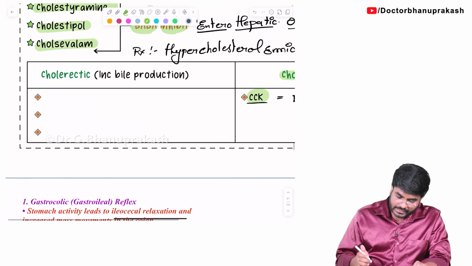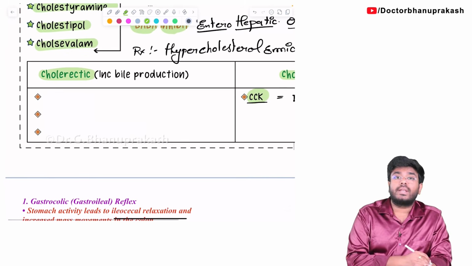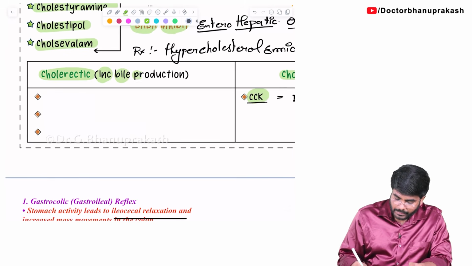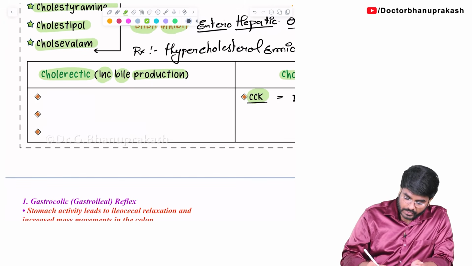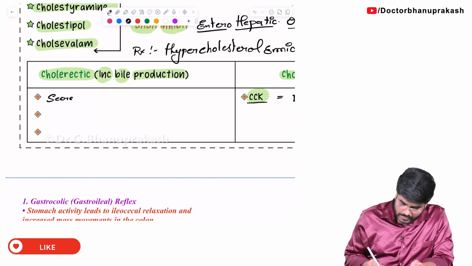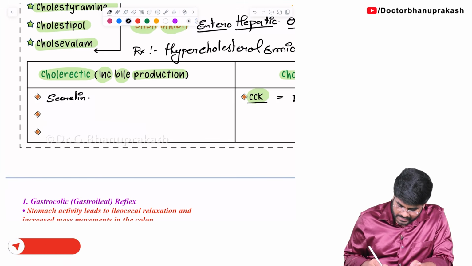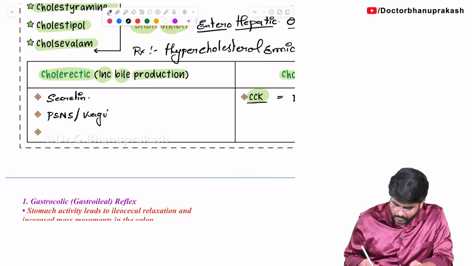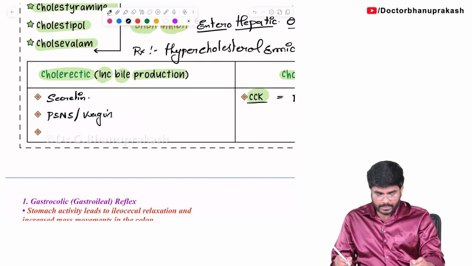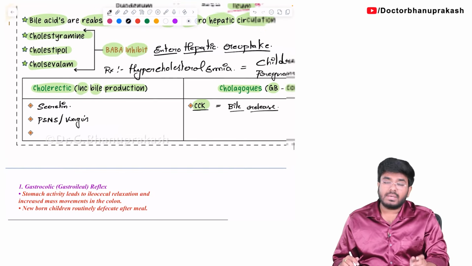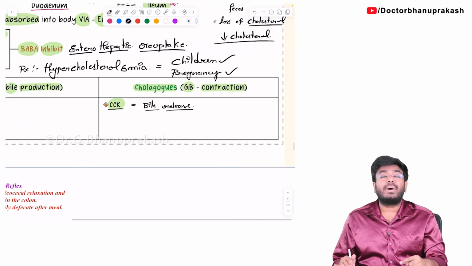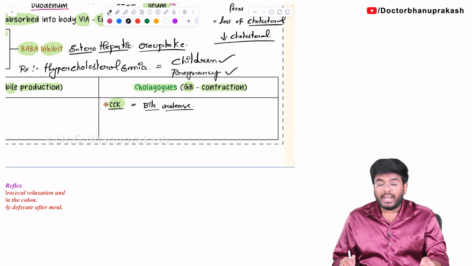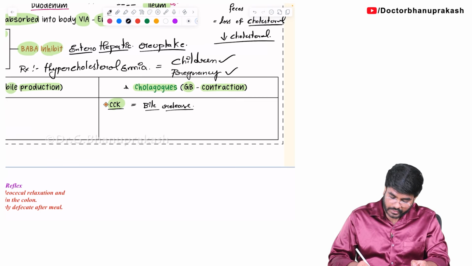And then what exactly is a choleretic? Which substances are called choleretics? The ones which increase the bile production are called choleretics. What are they? Hormones like secretin, and the parasympathetic nervous system, or you can say the vagus. Vagal stimulation can increase the bile production. So the one which increases bile production is called a choleretic, and the one which increases bile release is called a cholagogue. Cholagogue is very, very important for your exam.